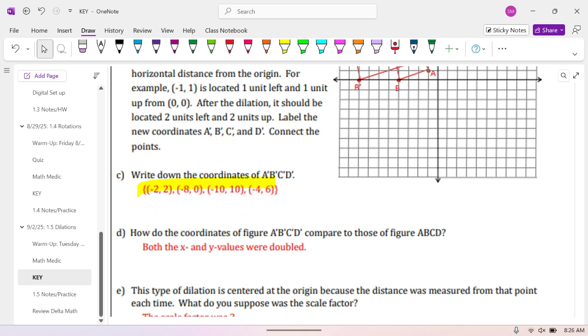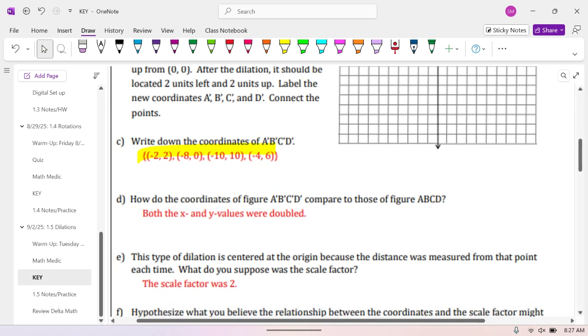Why is it non-rigid and not rigid? William. It changes size. So remember, for it to be rigid, it has to make congruent images. So same size, same shape. Dilations make the same shape, but they're not the same size.